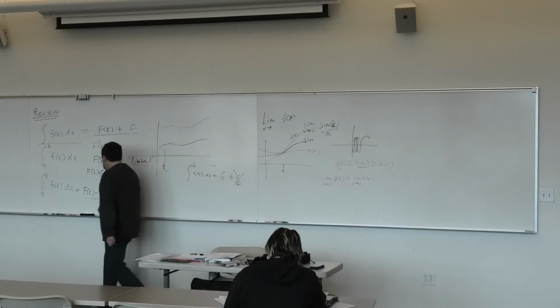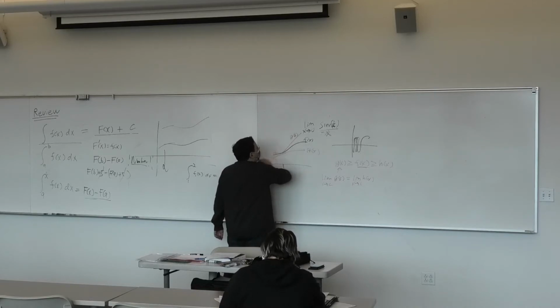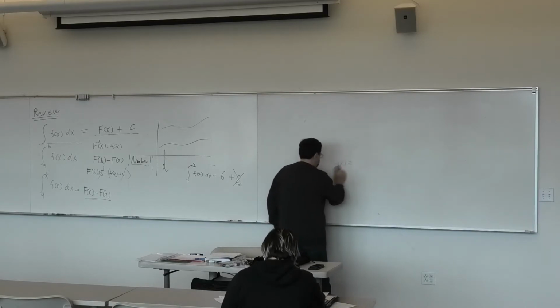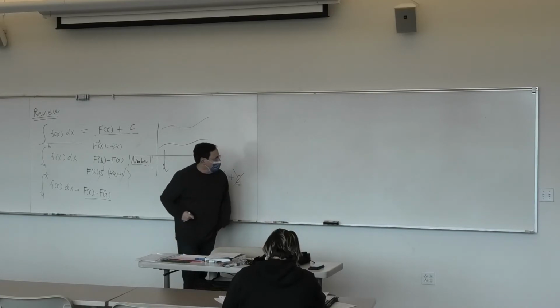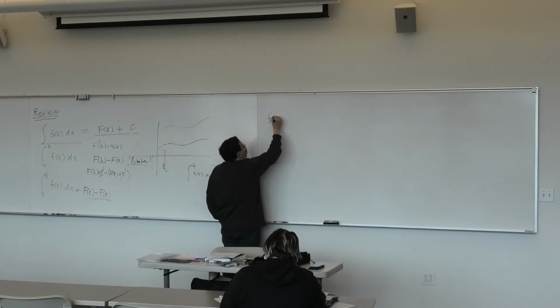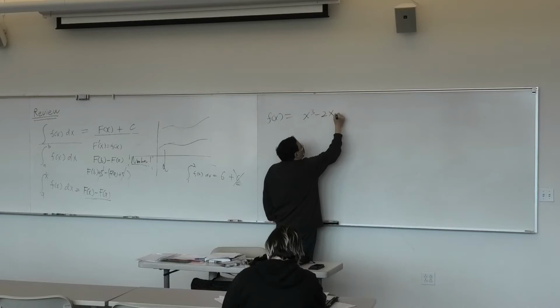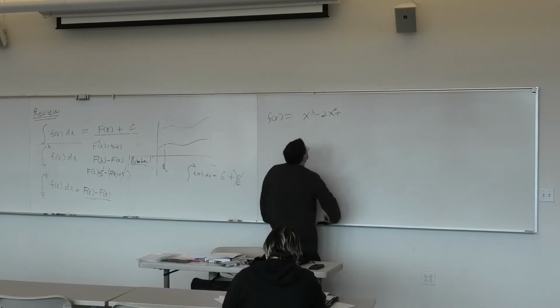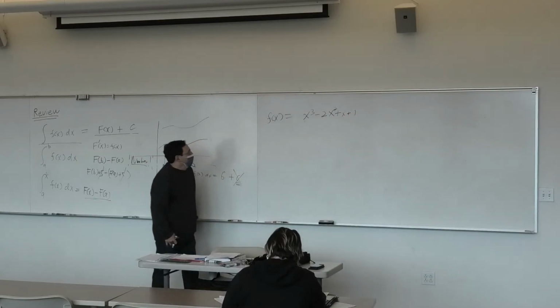We did a whole section on using derivatives to understand what a graph might look like. Wish I had a paired example. Let's say I have some function x cubed minus 2x plus... Can I come up with something? Let's see if this works out.